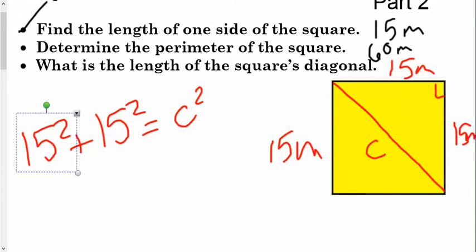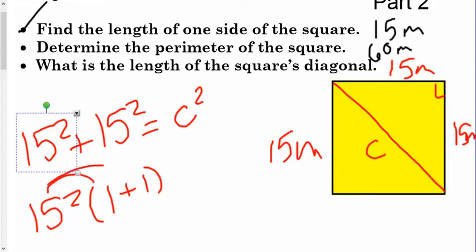If we notice something here, we notice that this is going to be an isosceles triangle. And any time you're dealing with a square, it will be, that means that these side lengths will be the exact same. And here I could realize I can factor 15 squared out from both of them. So this is really 15 squared times 1 plus 1. And again, if I just distribute the 15 squared, then that would give me 15 squared plus 15 squared again. But I don't want to do that, and you'll see why.